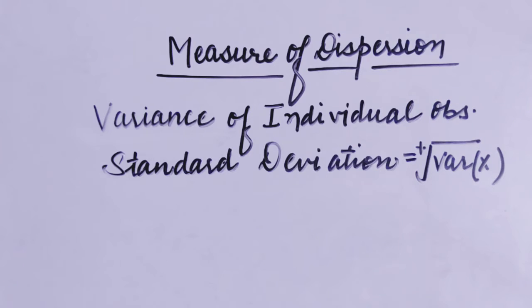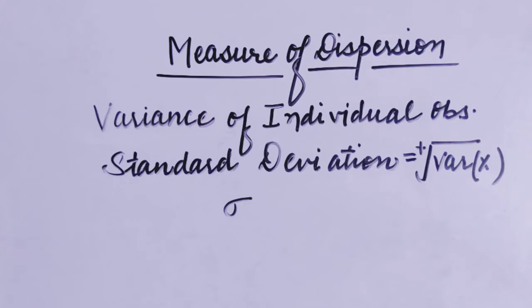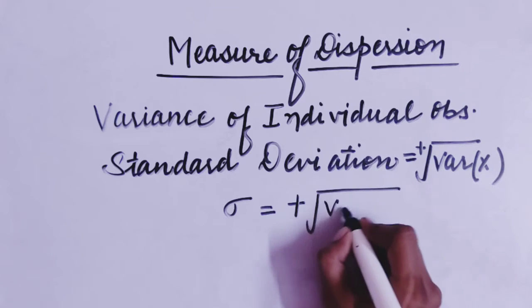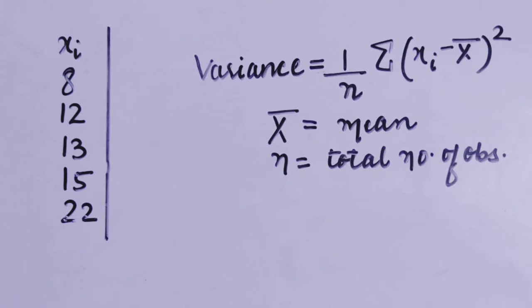It is the positive square root of the variance of a variate x. This is known as the standard deviation, and it is also denoted by sigma. And you know what sigma is. You will denote it in this manner. So sigma will be equal to the positive square root of variance. ठीक है? Now see students, what is the variance? Variance is the mean of the squares of all deviations of x from the arithmetic mean of the observations.